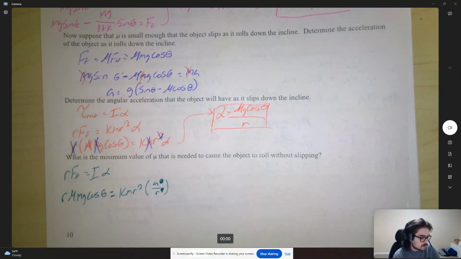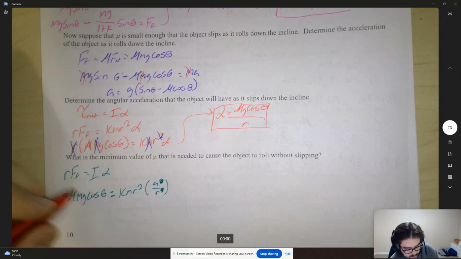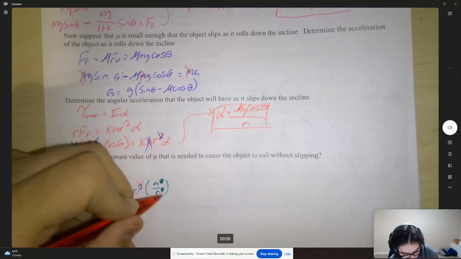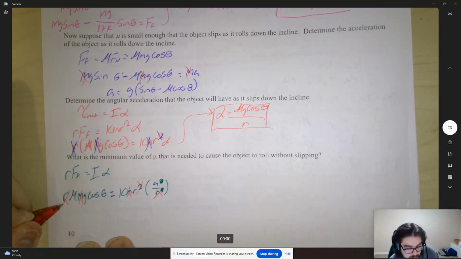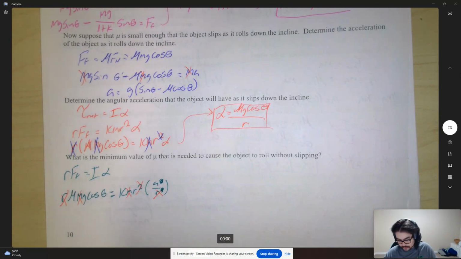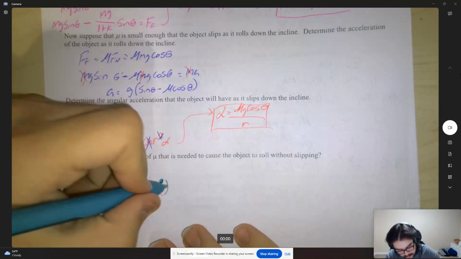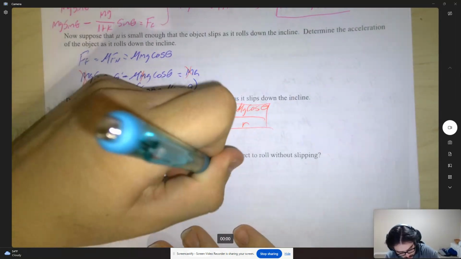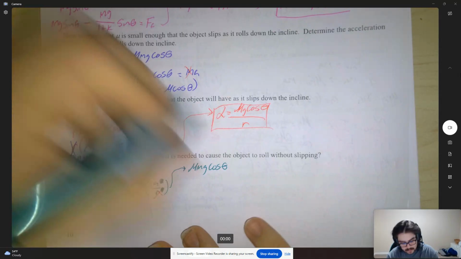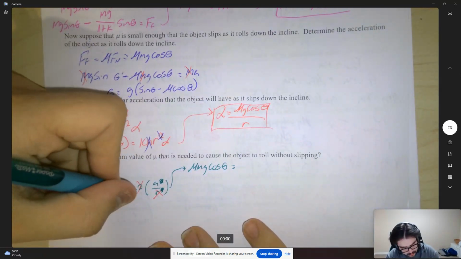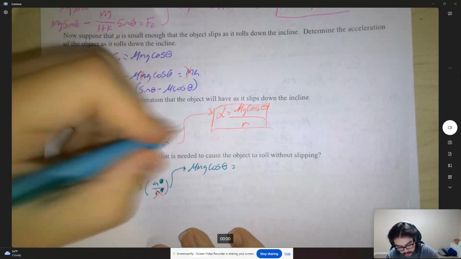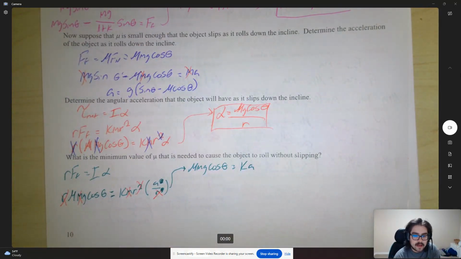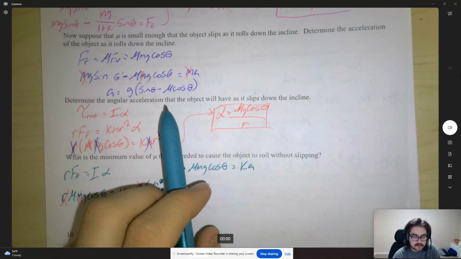Okay. And what you should notice is you've got your m's on both sides. You can actually cancel out the r's completely, because one of your squared r's cancels out right here, but then the other r cancels out at the end on the other side of the equation. So this becomes mu mg cosine theta equals k a. Well, I know the acceleration from up here.